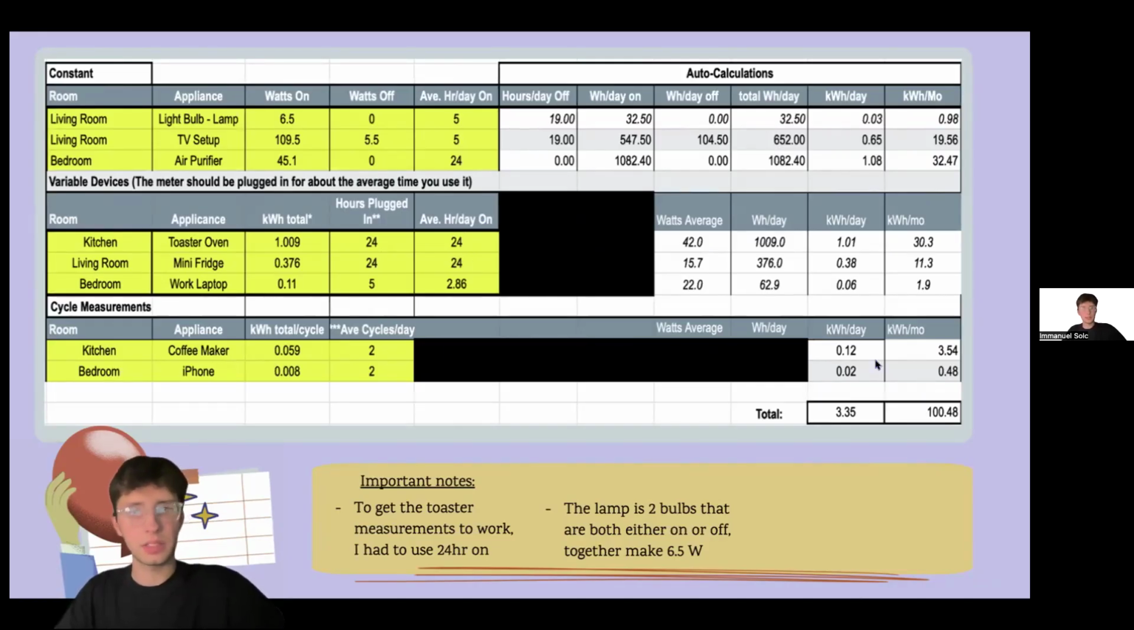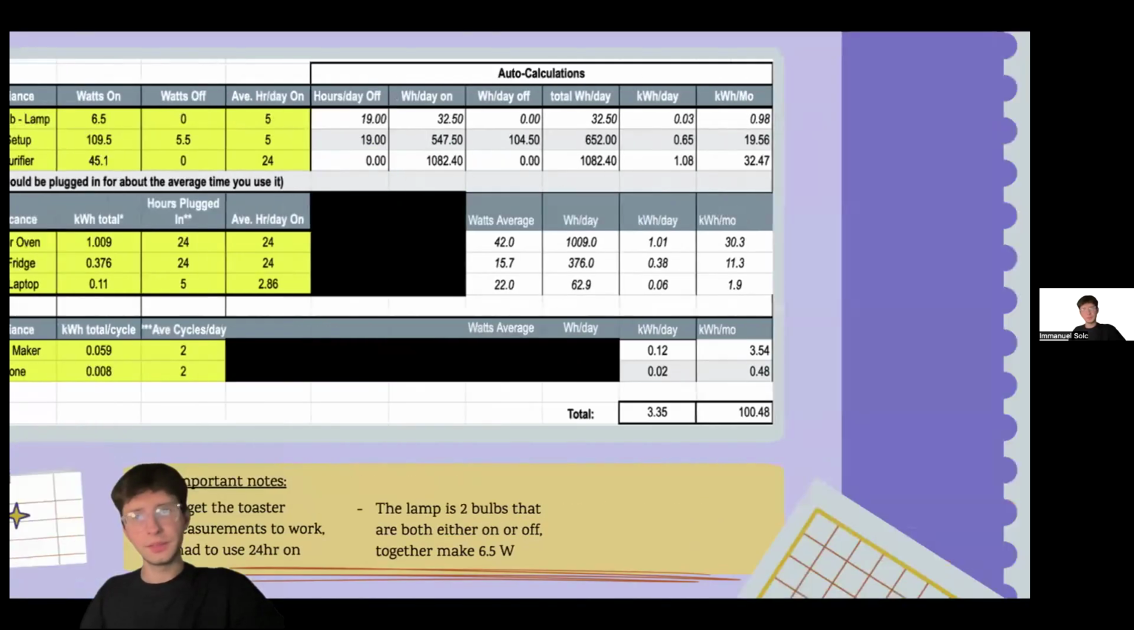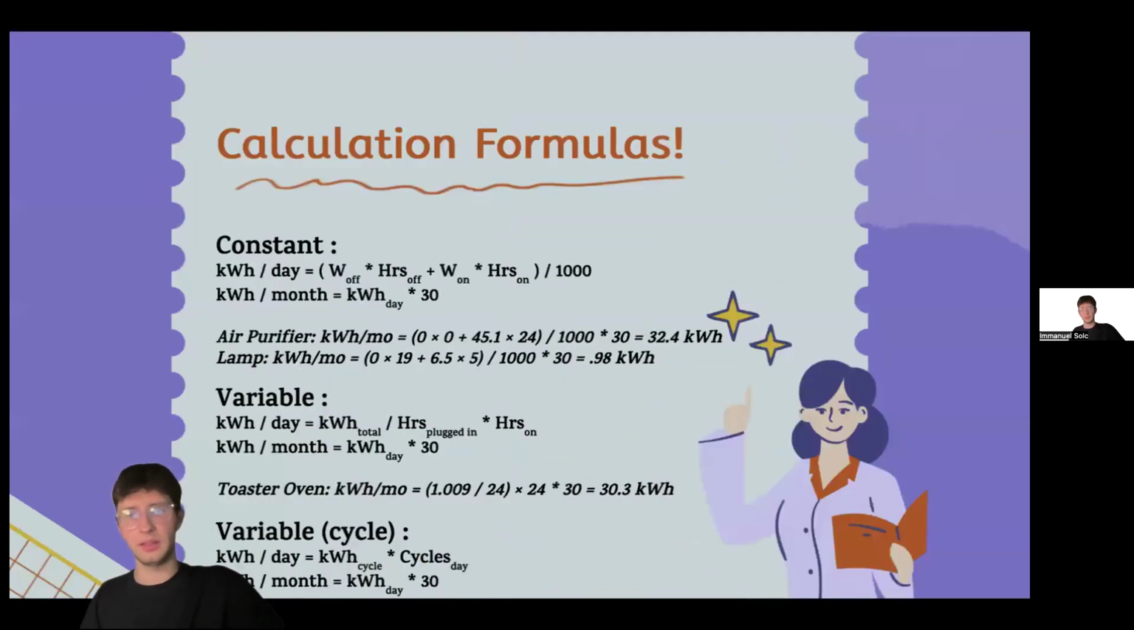And then finally, cyclic measurements. The coffee maker came in at a meager 3.5 kilowatt hours per month for 2 cycles a day. So overall, not too energy consuming. But again, feel free to pause if you want a more in-depth breakdown of that. But how do we come to these numbers? Well, it varies by category.